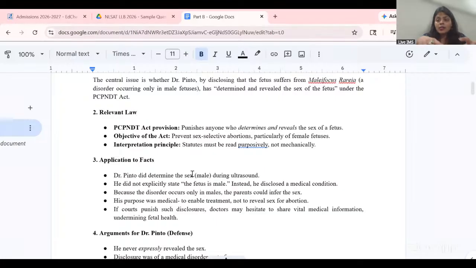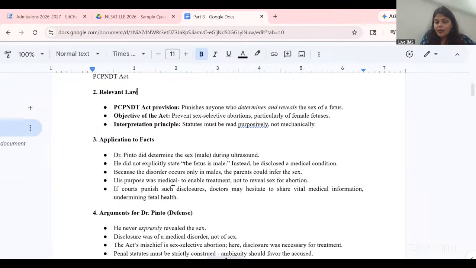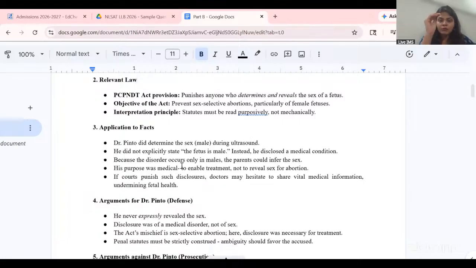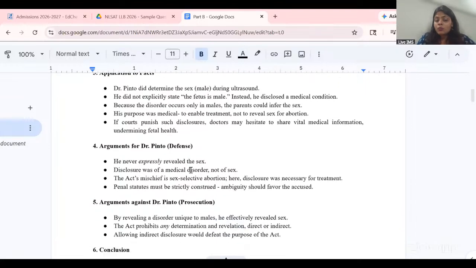Now, you are supposed to say, okay, I am applying the law to the facts, and you reach this particular option: we have seen that the doctor has determined the sex. The doctor, however, did not explicitly state the sex of the child, but this was required. Why? Because of the medical issues. So the intention was to inform the parents about the medical issues and not about the sex of the child per se, right? So we will also look at the broader part of it, the purpose as well, right? And then you move forward.